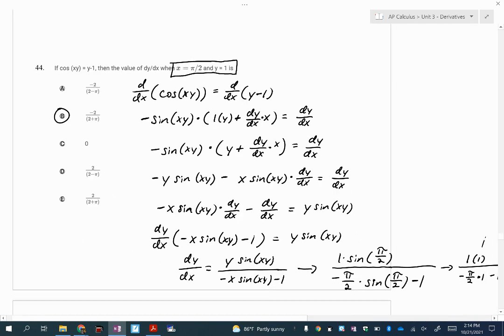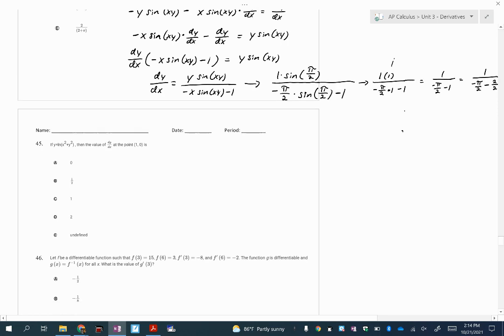Awesome. Wow, that was some good implicit differentiation there. Good times. Let's go to 45.